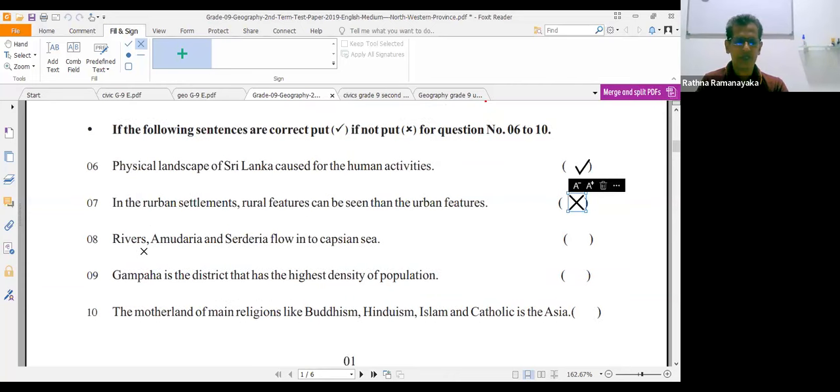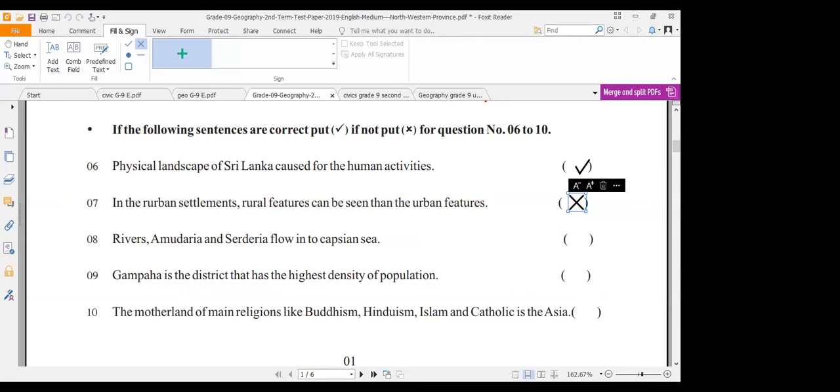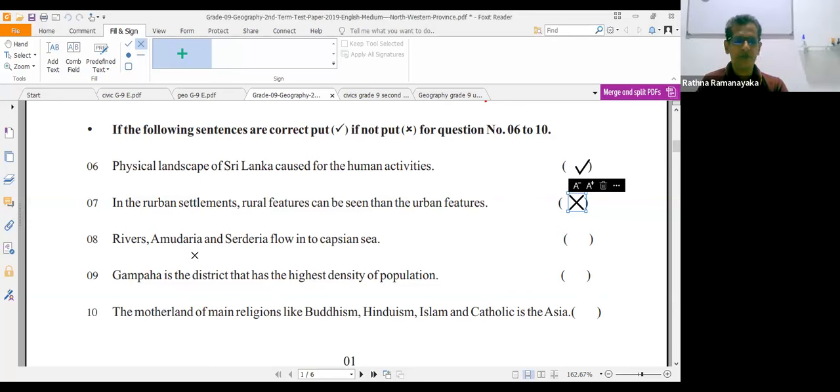Next one, rivers. The Amu Darya and Syr Darya flow to the Aral Sea. To which sea do they flow? Yes, Aral Sea. Caspian Sea, Ural River, Volga River, right? The Syr Darya and Amu Darya rivers flow to the Aral Sea, right?